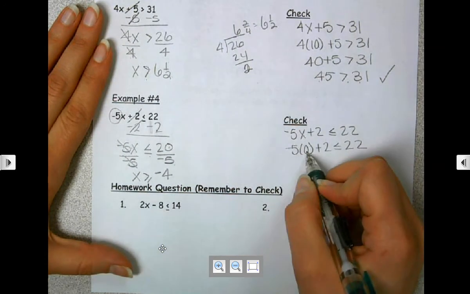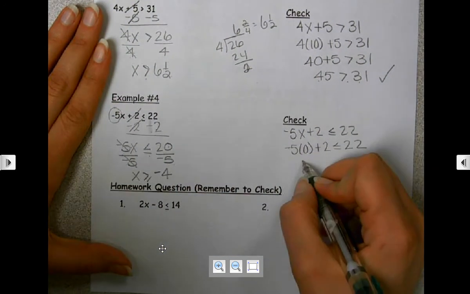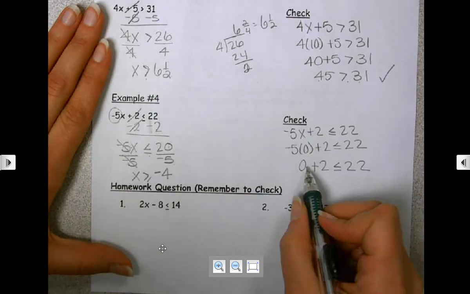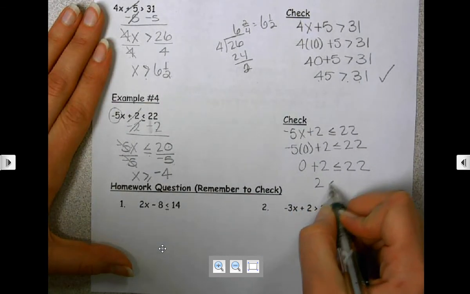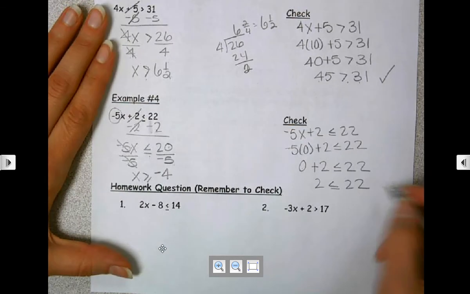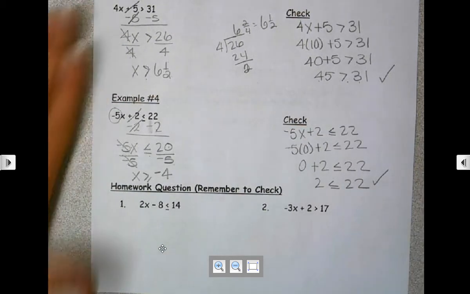-5 times 0, the 0 property states that anything times 0 is 0. Bring down the plus 2. 0 plus 2 is 2. 2 is less than 22. Is that true? It is, so our problem checks.